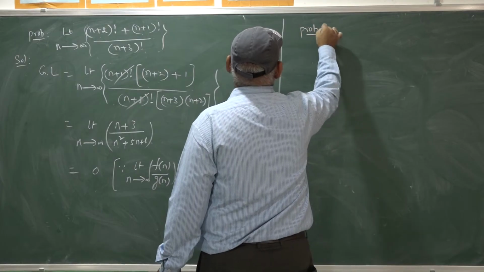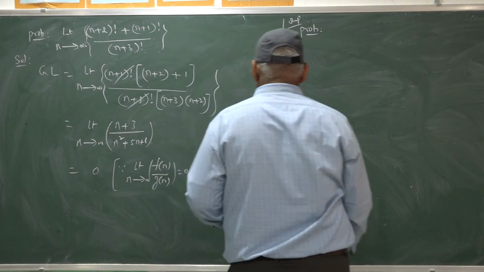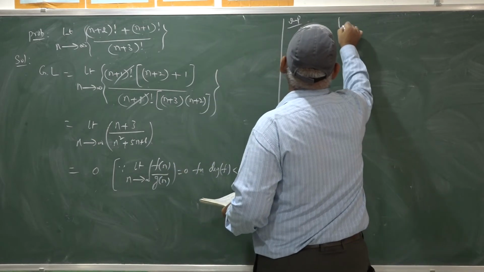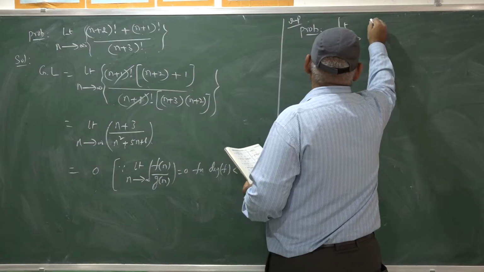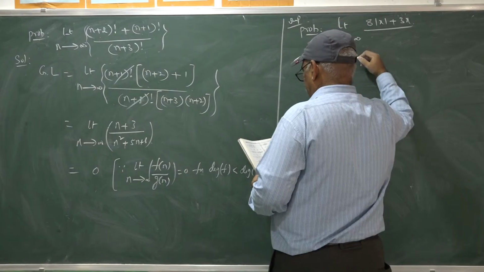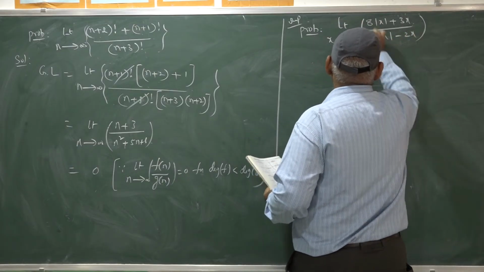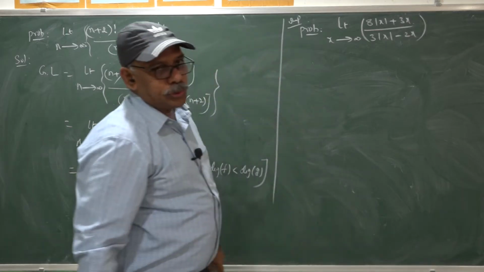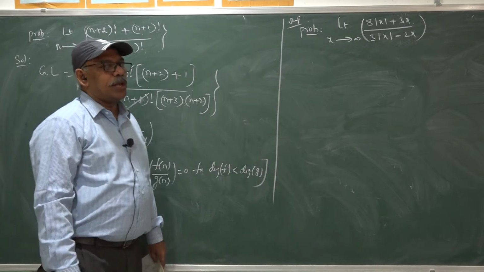One more important one. This is also an important one. Limit as x goes to infinity of (8|x| + 3x) / (3|x| - 2x).